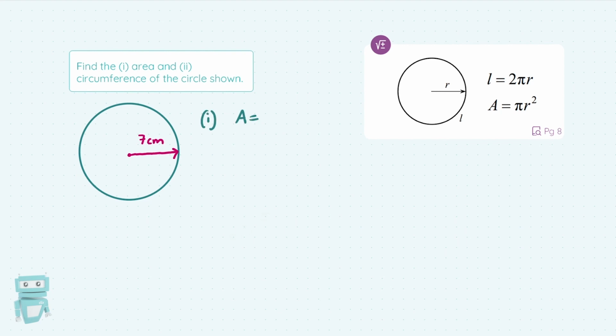So always write down your formula. Here, the radius is 7. You work that out. 7 squared, we get 49 pi centimeters squared. Now that's our answer in terms of pi.